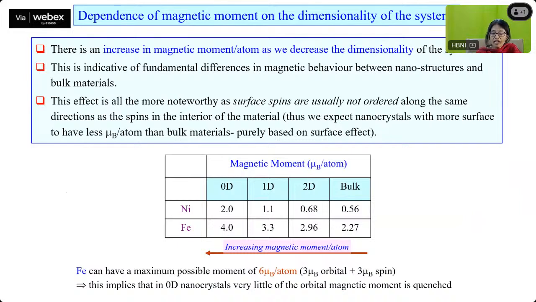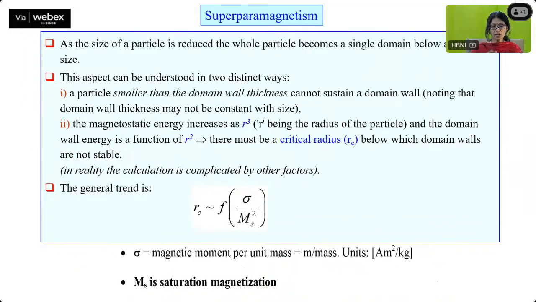If you look into the magnetic moment of nickel and iron, you see that when you go from bulk to zero dimensional, there is an increasing magnetic moment per atom. You can have a maximum possible moment of almost 6 Bohr magnetons per atom. This implies that in zero dimensional nanocrystals, very little of the orbital magnetic moment is quenched. So you see all this magnetic moment manifesting when you go from bulk to the nano domain.